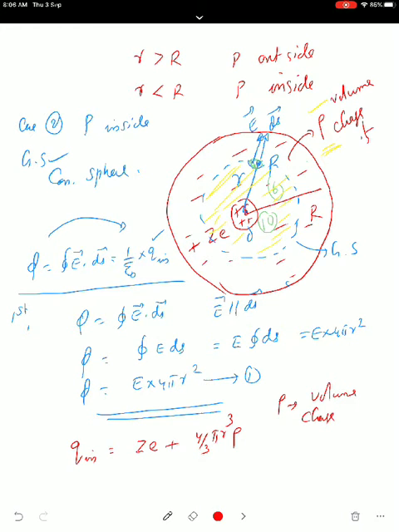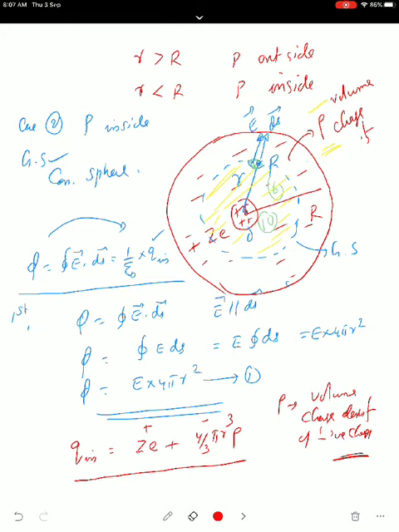Volume charge density of what? Of the negative charge. That we have to find out. What is rho here? This is the total charge inside: the positive charge Ze plus the negative charge 4/3 pi r cube rho, where rho is the volume charge density of the negative charge, and its value will be obtained as a negative value. Once you get the value of Q inside, you can directly use Gauss's theorem. We are going to find out the volume charge density.